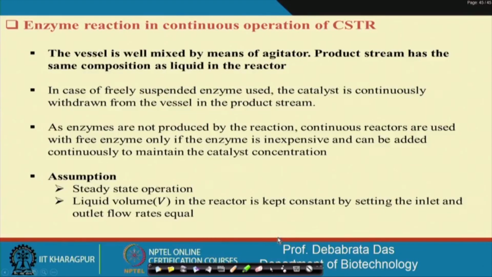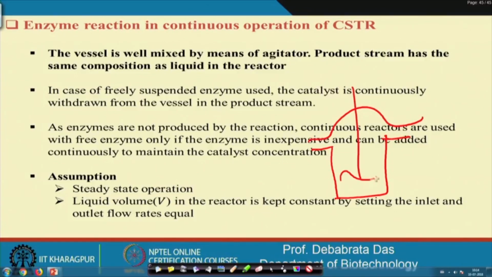Now let us see how we can operate the continuous process, because in the enzymatic reaction, how do you operate in a continuous process? The problem is that we have a well stirred reactor. This is like this. This is the reactor that we have. Here there is a continuous inflow and continuous outflow of the reactor. And what is the purpose of the agitator? To make the reaction mixture homogeneous.